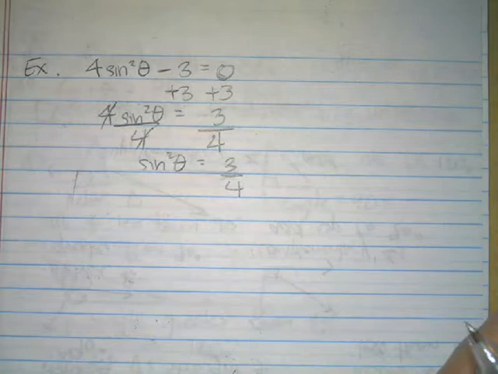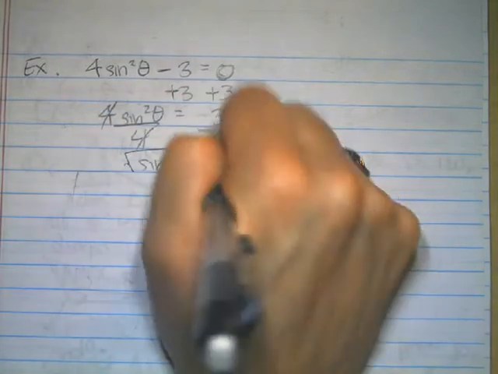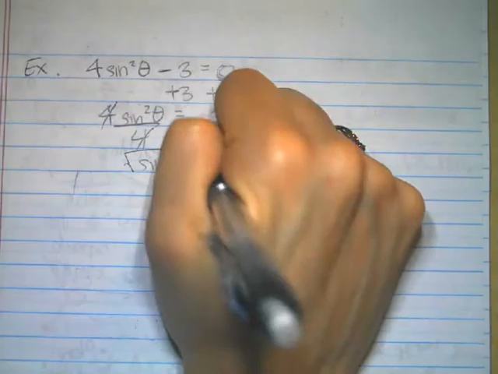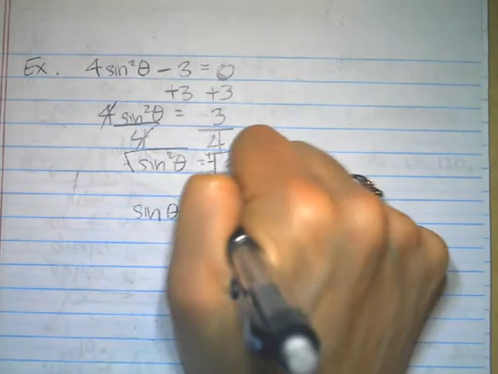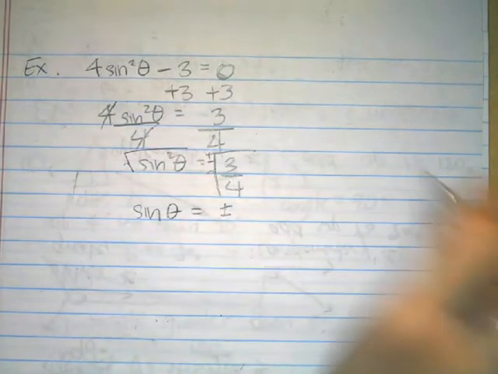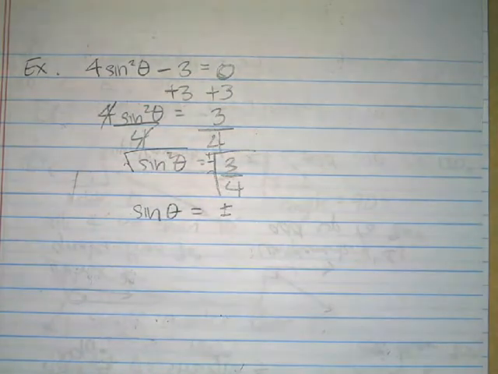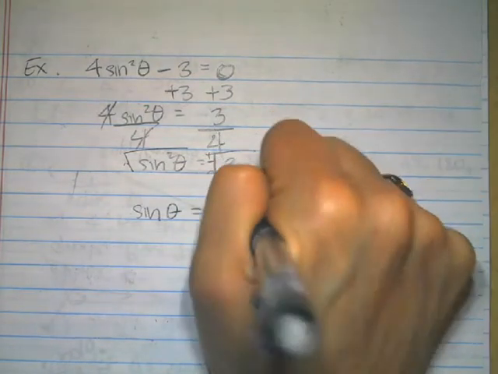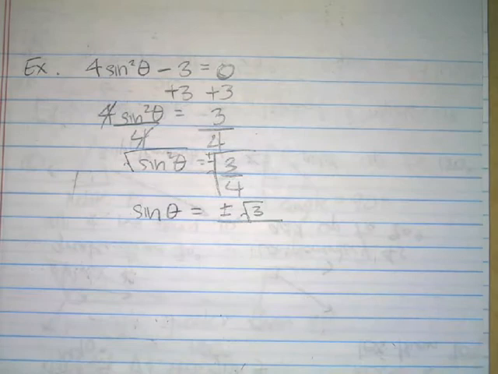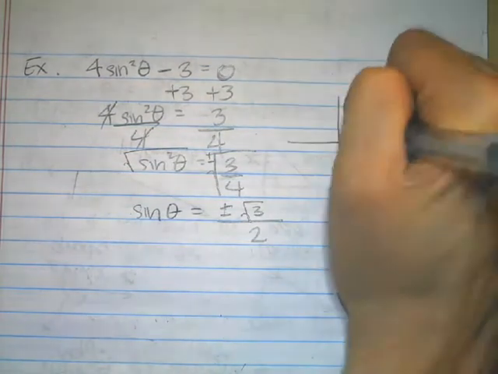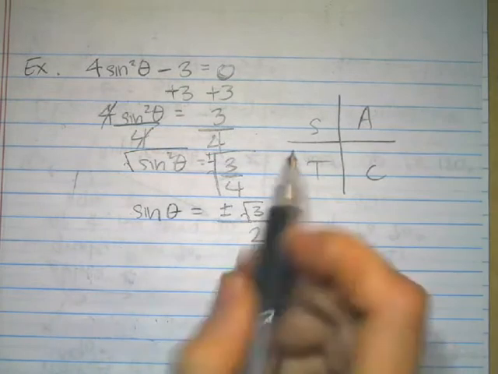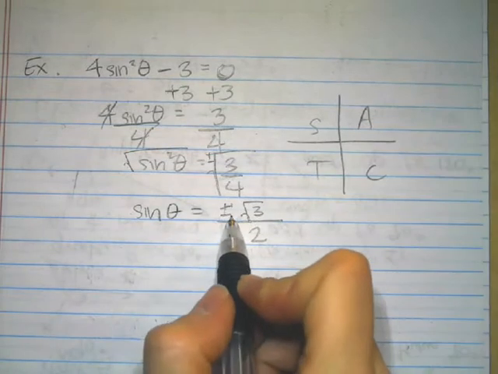Square root. Good. When you take the square root, what do you have to put? Plus or minus. So I have sine theta equals plus or minus. Now, root 3, I can leave by itself, right? Yeah. What's root 4? 2. So root 3 over 2. Now I need the positive and the negative, correct?